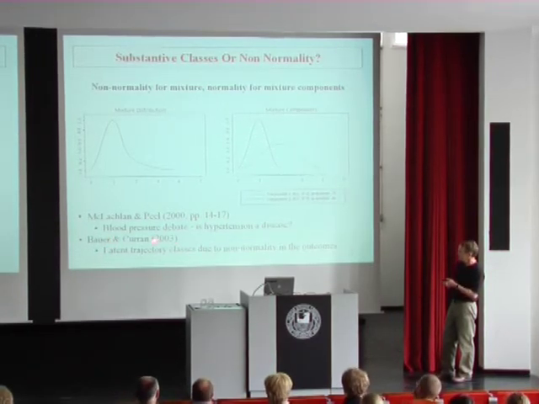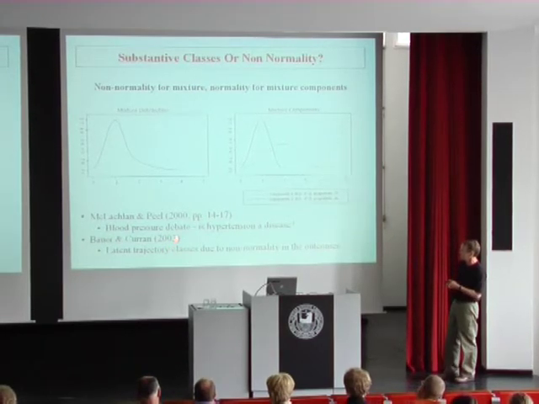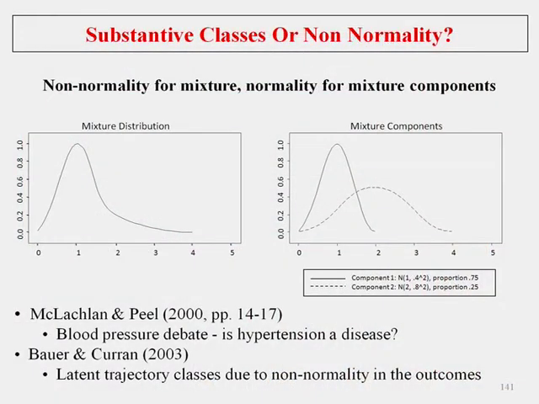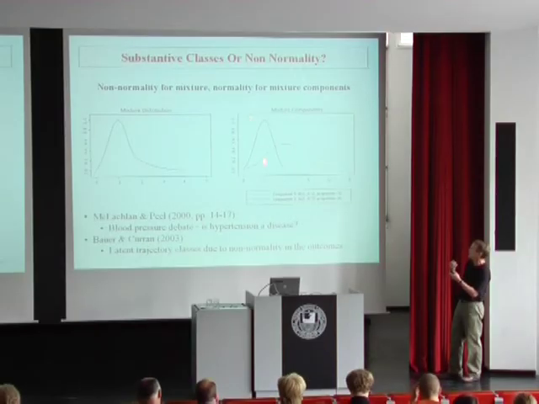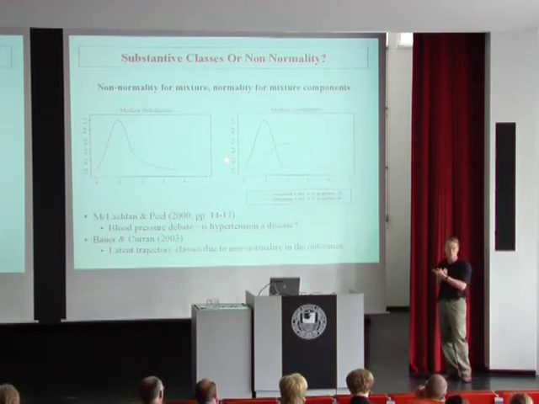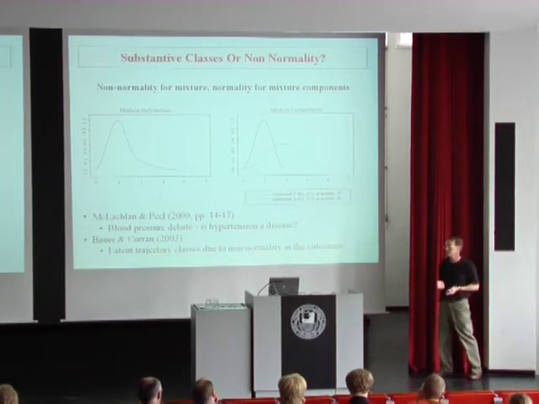And then Bauer and Curran wrote a 2003 article in Psych Methods where they took this debate further in the longitudinal setting, whereas this was in the univariate setting, and warned people that the latent trajectory classes that you find could be due to non-normality in the outcomes only. A non-normal distribution where you try to fit normal mixtures to it will give you more than one class, perhaps two classes. It doesn't imply that the classes are substantively meaningful. That you have to decide by other means.